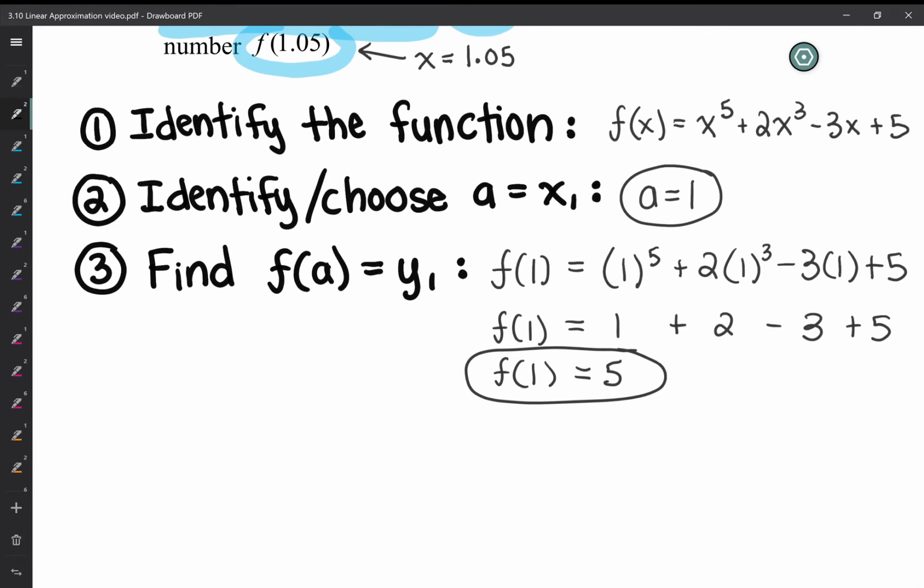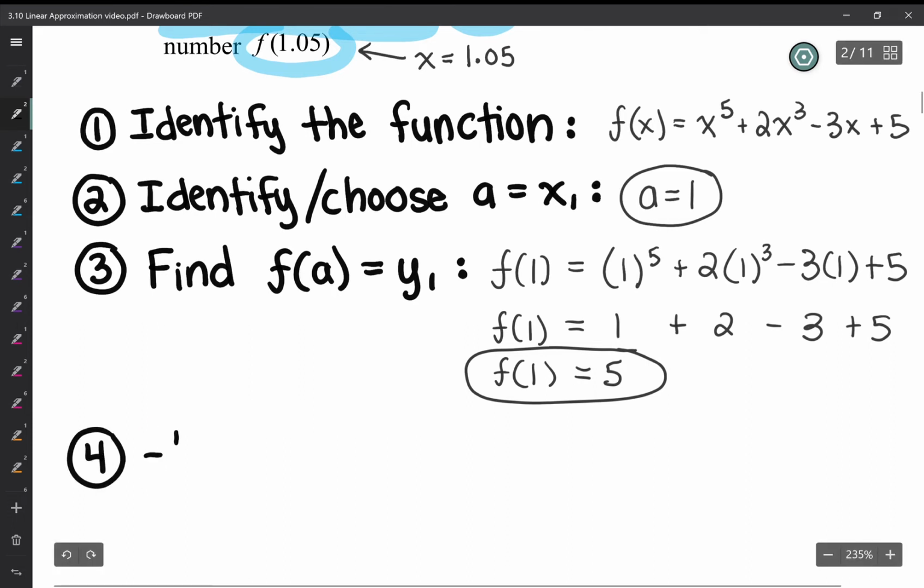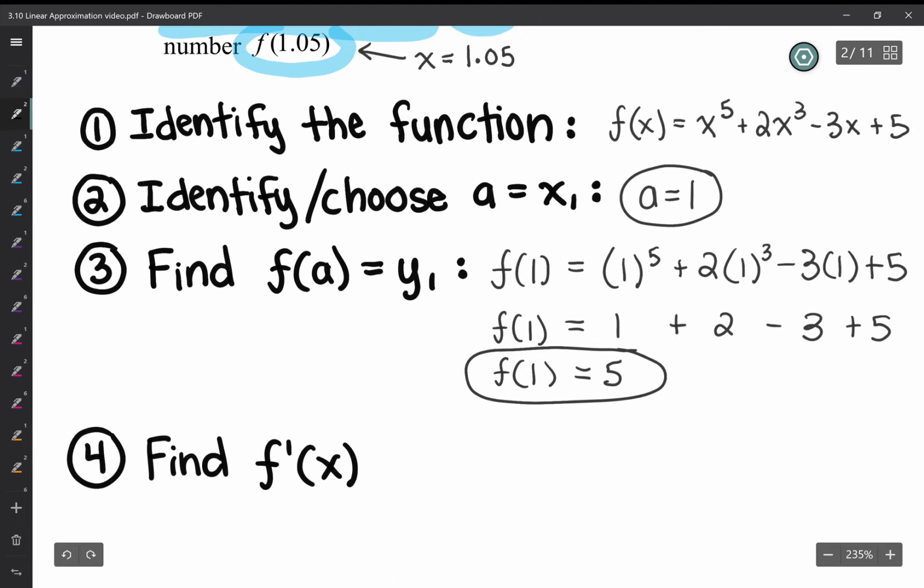We need to find f prime of a, but before we can find that, we have to find the derivative. So just find f prime of x. So we need to take the derivative of f of x. So f prime of x is equal to, using the power rule, 5x to the 4th power plus 6x squared minus 3.